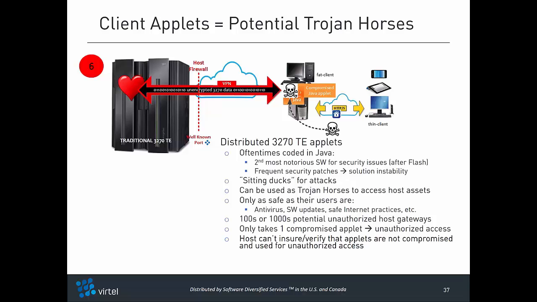A terminal emulation solution that relies on distributed Java applets will be only as safe as its distributed users are themselves, with their own antivirus protection, Java updates, internet practices, and so on. With hundreds and sometimes thousands of distributed terminal emulation users, that's a scary prospect. All it takes is one compromised device to allow unauthorized access to host assets. And the host can't even ensure or verify that the distributed clients are not compromised and used for unauthorized access to host resources. In effect, the host has lost control of the access to its own assets.